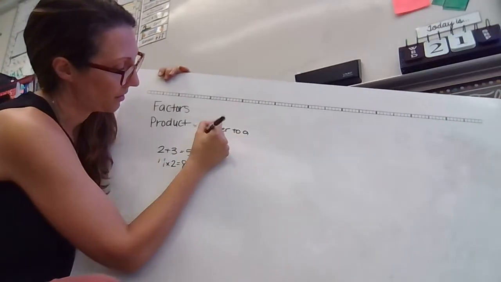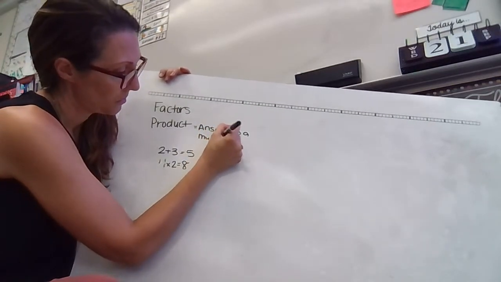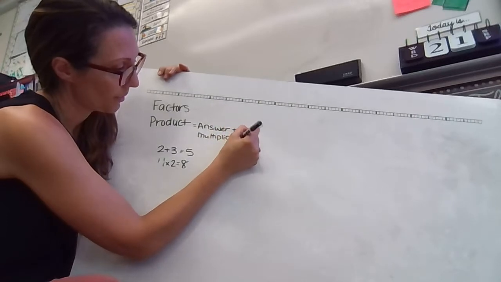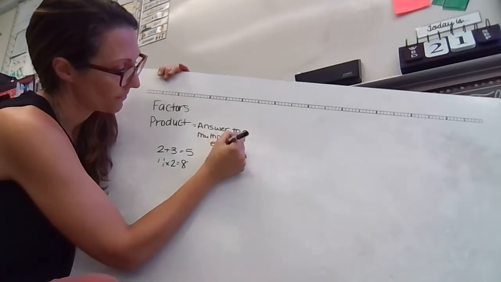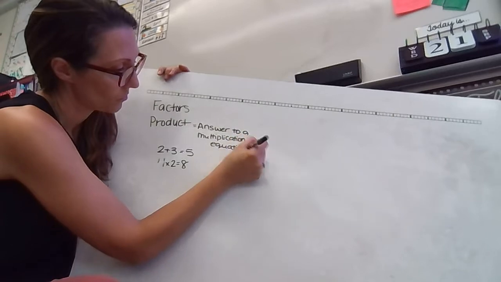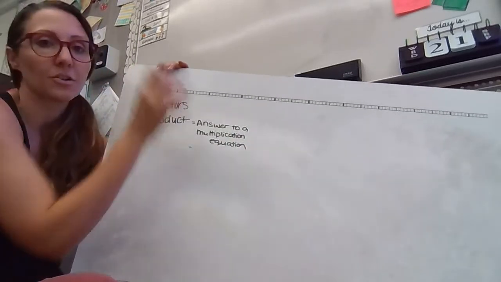Okay, so when it's talking about the product, that just means it's the answer to a multiplication problem, multiplication equation. Okay. And then factors are the numbers that break up.